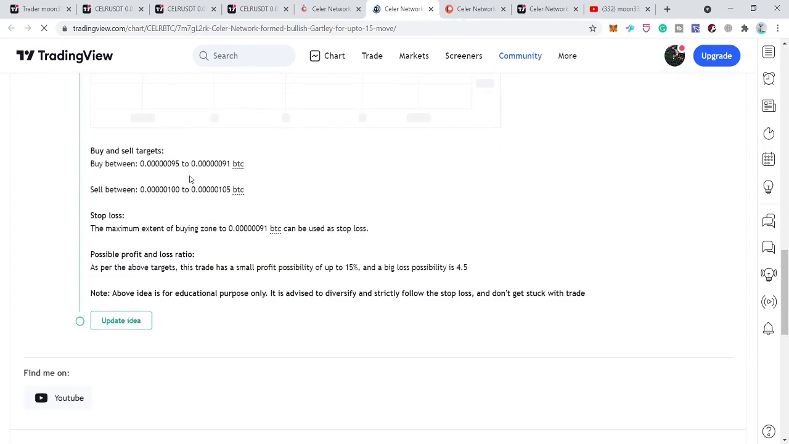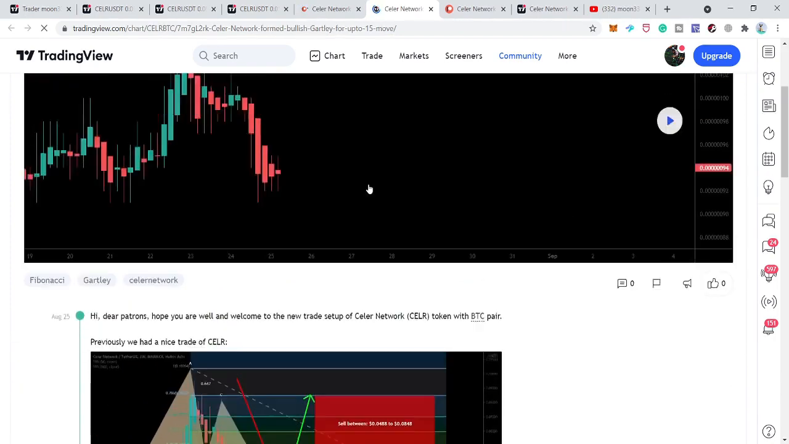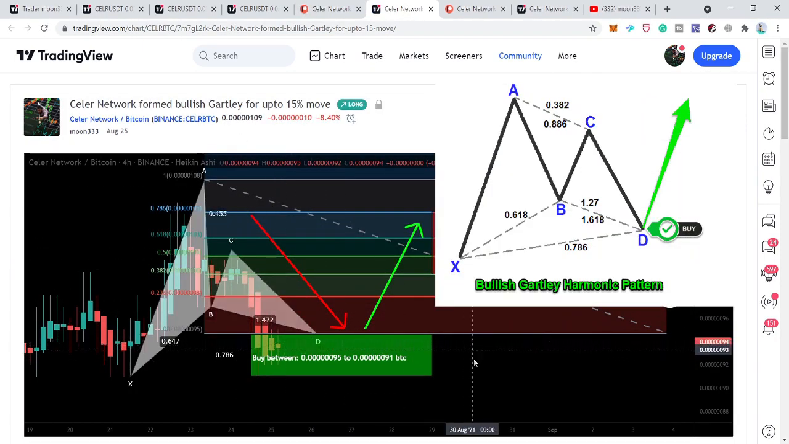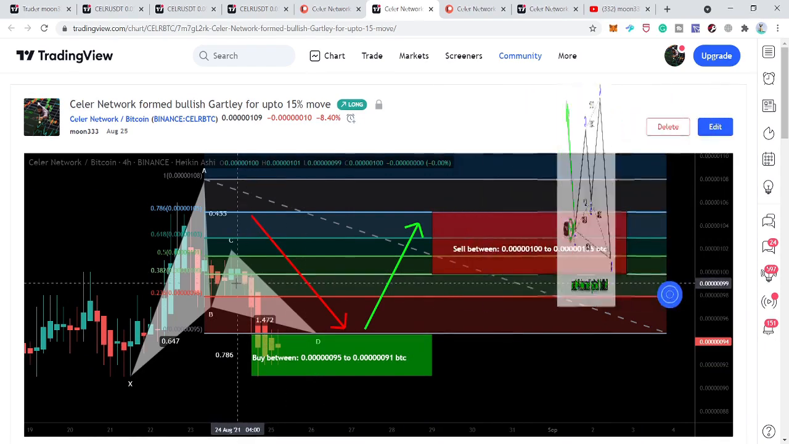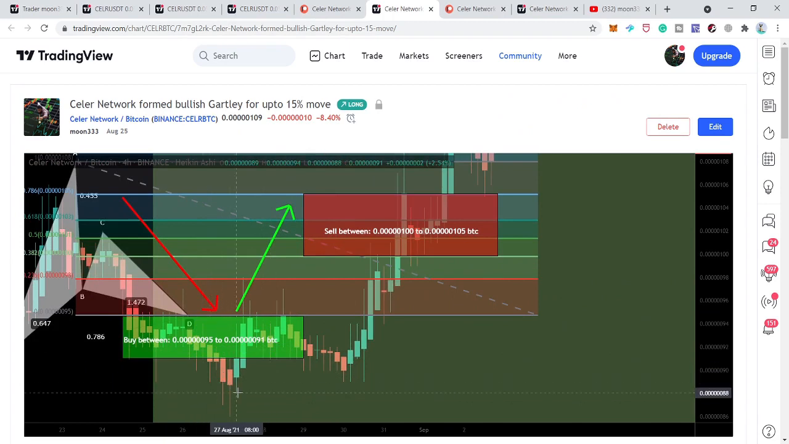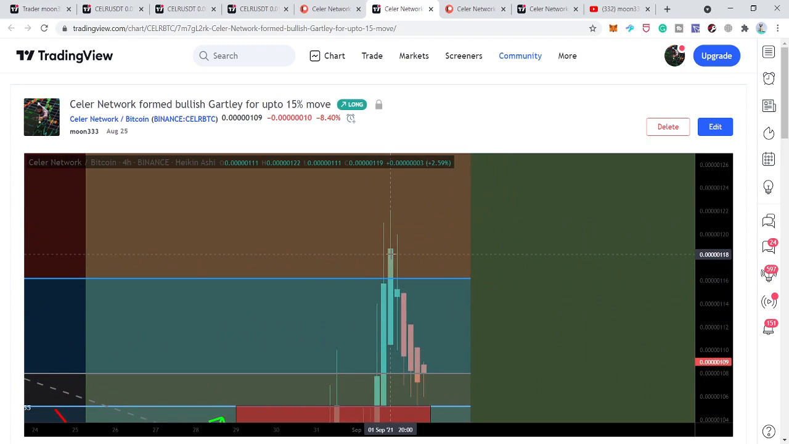And the buying was starting from 0.00000095 satoshis to 91 satoshis, and these were our sell targets as per the Fibonacci sequence of this bullish Gartley. Now I'm just going to play the chart. You can see this was the pattern, and at that time the price line was moving in the potential reversal zone. Now I'm just going to play the chart, and you can see that the price line moved a little bit more down for one candlestick. It closed below this potential reversal zone, but in the very next candlestick it reversed back into this potential reversal zone, and so far it has rallied up to 21% against the Bitcoin.